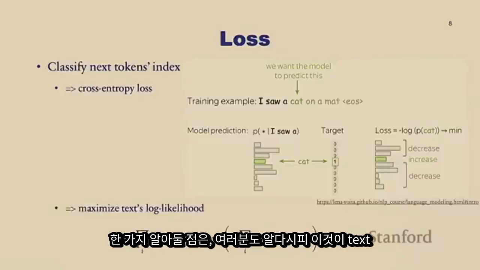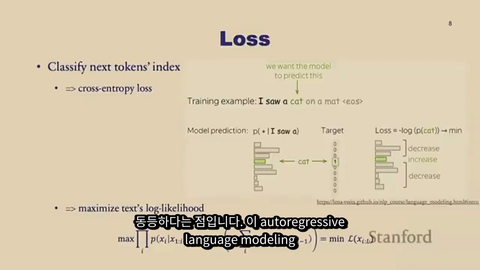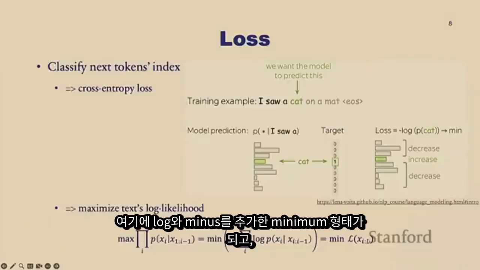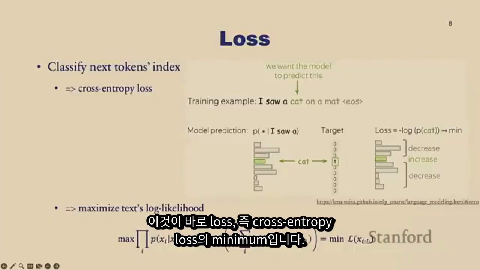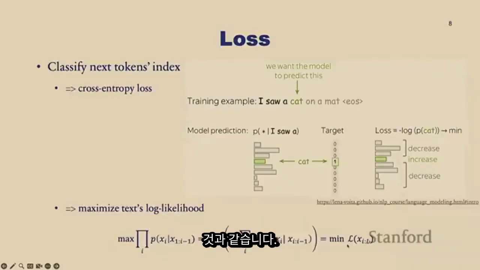One thing to notice is that, as you all know, this is just equivalent to maximizing the text log likelihood, because you can rewrite the max over the probability of this autoregressive language modeling task as the minimum over, I just added the log here, and minus, which is just the minimum of the loss, which is the cross-entropy loss. So minimizing the loss is the same thing as maximizing the likelihood of your text. Any questions? Okay.